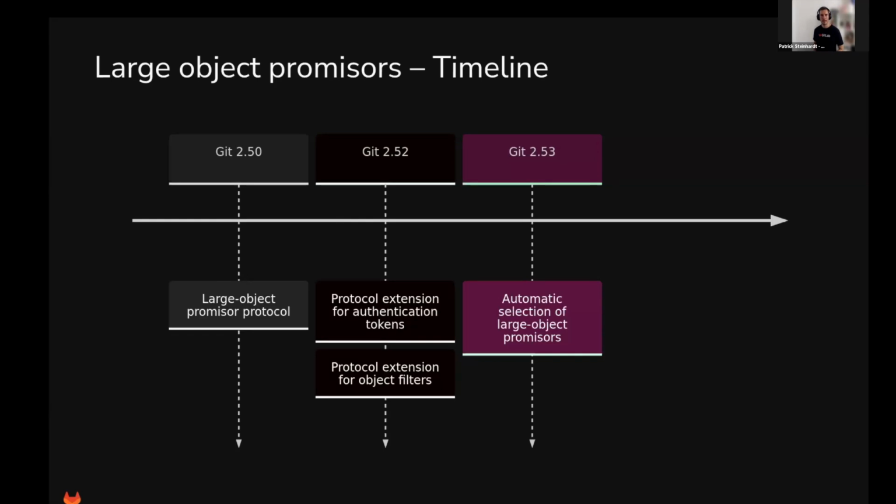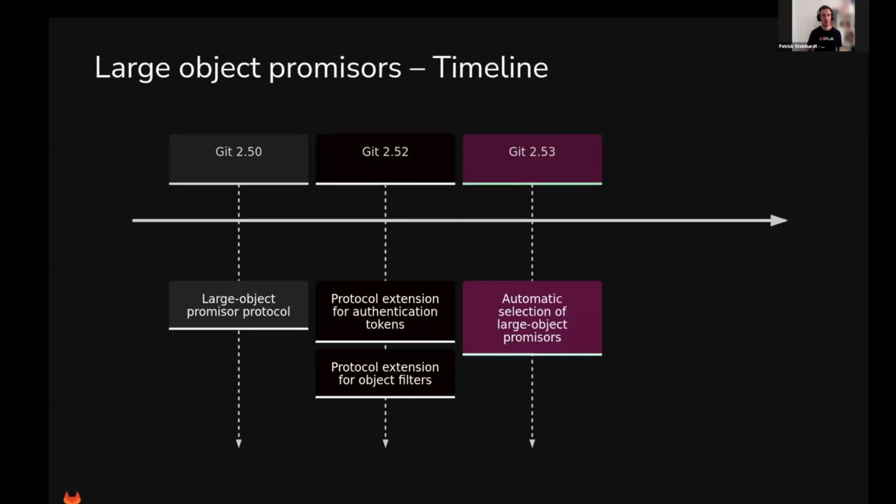Much of the server-side logic has landed in Git 2.50, and more will be released in Git 2.52. What's still missing here is improvements to the client side, so that the client knows to automatically select promiser remotes. Hopefully, this will be implemented in Git 2.53 early next year.